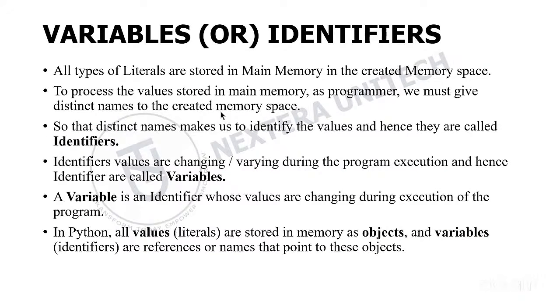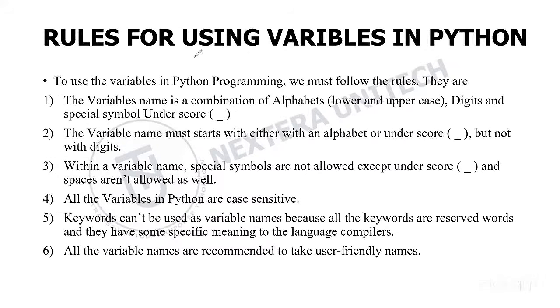And then moving on. Python has some strict rules which we need to follow to mention variables in Python. To use variables in Python programming, we must follow the rules. Firstly, the variable names should be a combination of alphabets, lowercase a to z and uppercase A to Z as well. And it can contain digits 0 to 9. And it can also contain a special symbol like underscore. The variable name must start with either an alphabet, lowercase or uppercase, or an underscore, but it should not start with a digit.